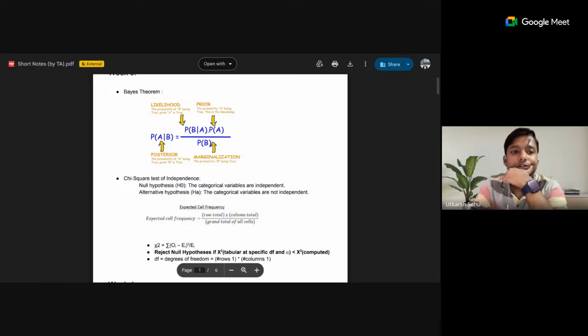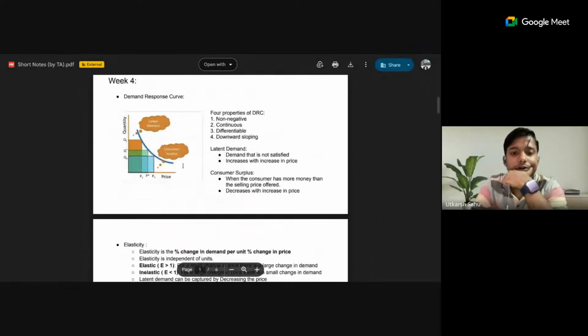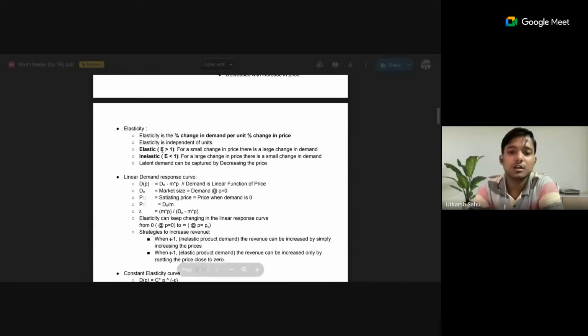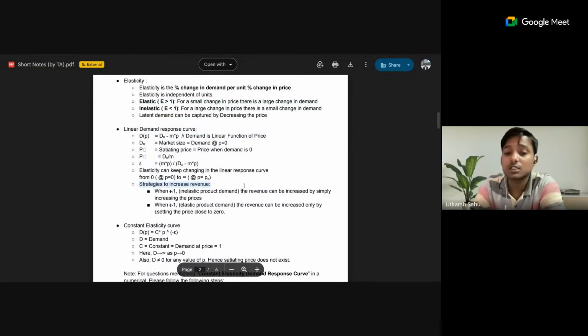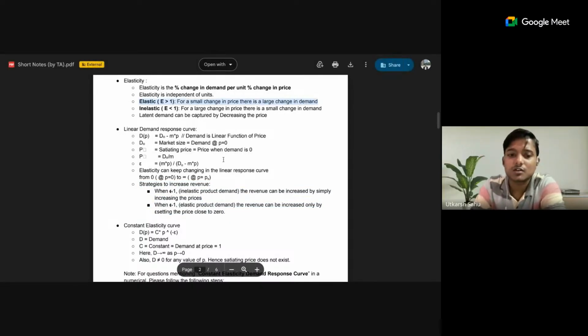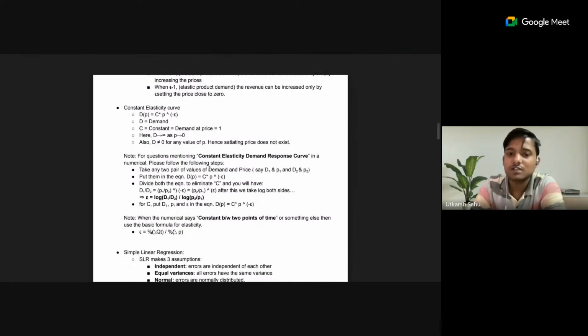So yeah, coming to the short notes on this part. Elasticity is percentage change in demand per unit percentage change in price. This is also important: how to capture demand, increase the revenue. They will ask sometimes in MCQ, small theory questions. So please remember these things. What is elastic? What is inelastic and all. Then sometimes they will say these things.